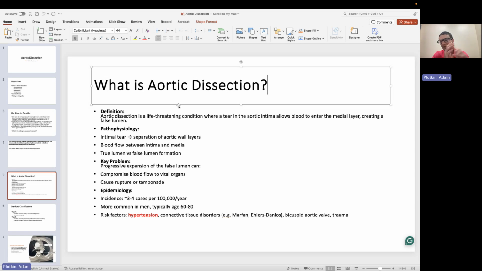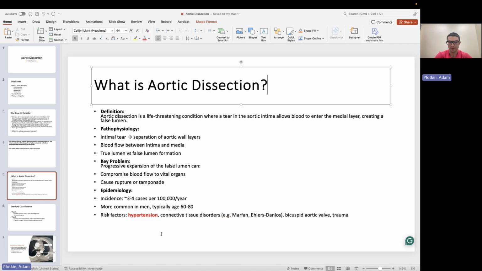The intima tears and blood flows into the media. When blood flows into the media, we form this false lumen. So blood is now flowing through this false lumen. It normally should be flowing through the true lumen, but now it's flowing through the gap between the intima and the media. When this happens, it can cause the false lumen to expand, which can compromise blood flow to vital organs, and this can lead to rupture or tamponade.